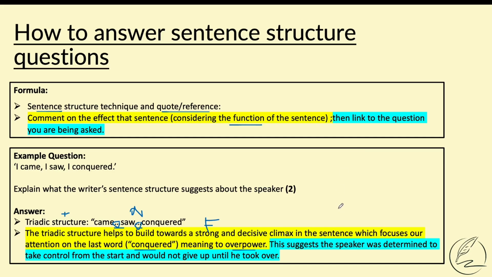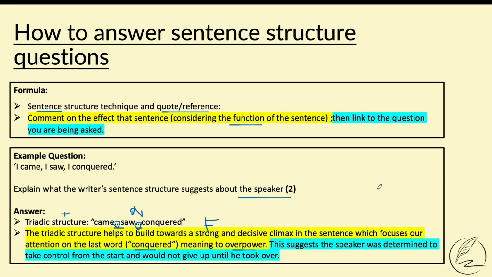Now what I'm going to do is link it to the question that I'm being asked. So the question is asking us, what does this triadic structure suggest about the speaker? Well, it suggests the speaker was determined to take control from the start and would not give up until he took over. Very clear analysis there.